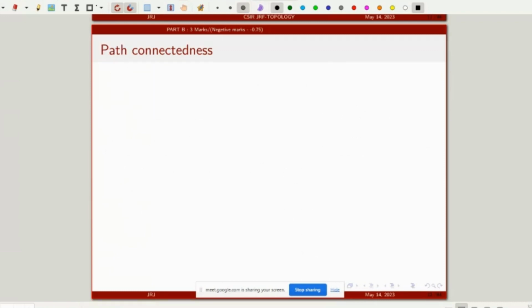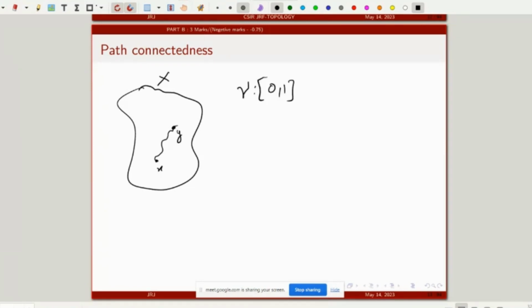Now, what is the definition of a path connected space? Suppose we have a topological space X. If we have two points X and Y, we say that there exists a path between X and Y if there is a continuous function f from [0, 1] to X such that f of 0 equal to X and f of 1 equal to Y. Correct. So if all the points are path connected, then we say that the whole topological space is path connected. Okay. So now we can address our question.